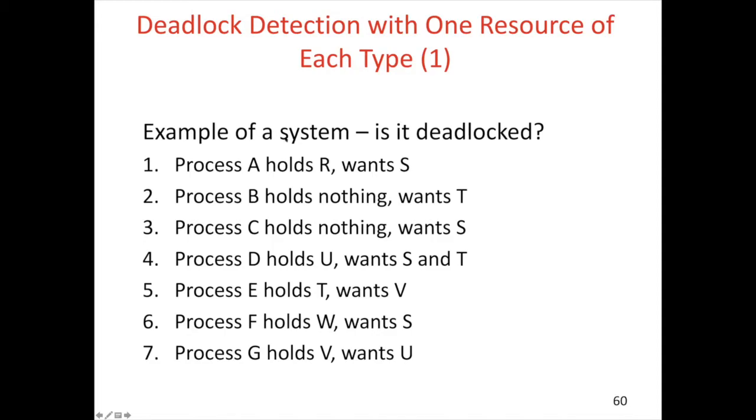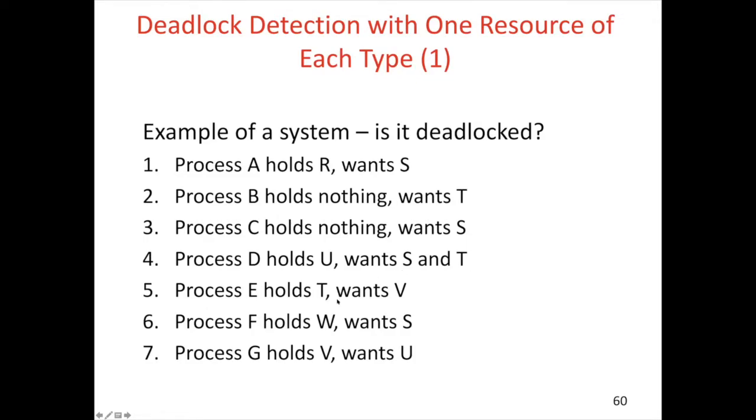An example of a system is given below and it is required to check if it is deadlocked or not. Process A holds R, wants S. Process B holds nothing, wants T. Process C holds nothing, wants S. Process D holds U, wants S and T.